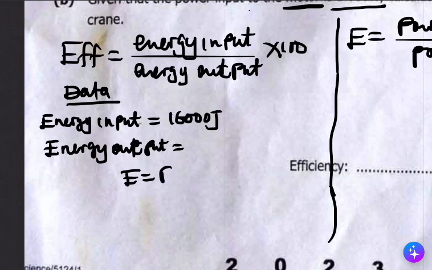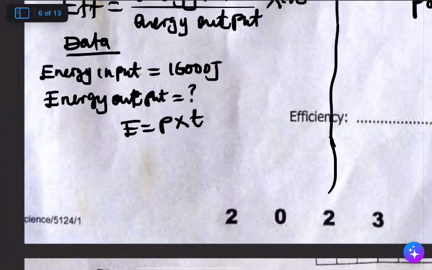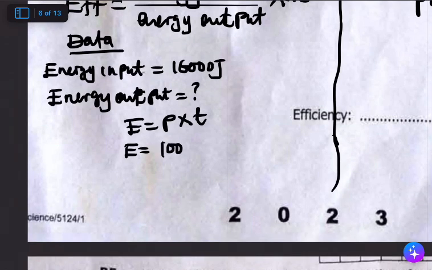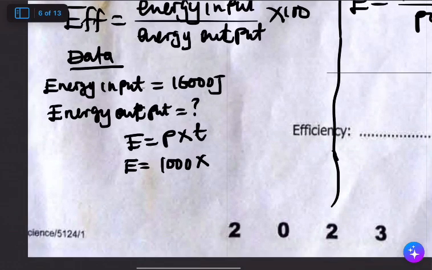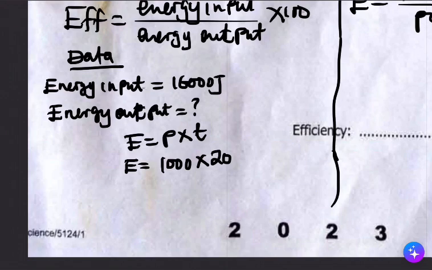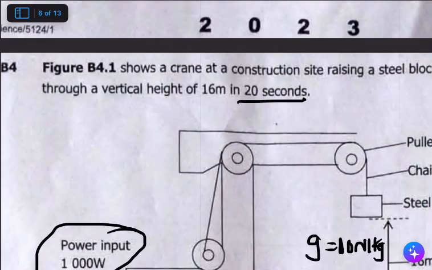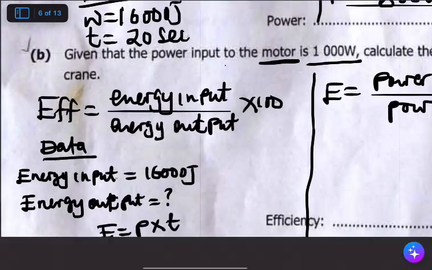Energy is equal to power times time, to get the energy output. The power is the input power; we always use the input power when using this formula. So energy is equal to the input power we are given, 1000 watts, times the time taken. The time taken in the question is given as 20 seconds, so we apply that time in the equation.